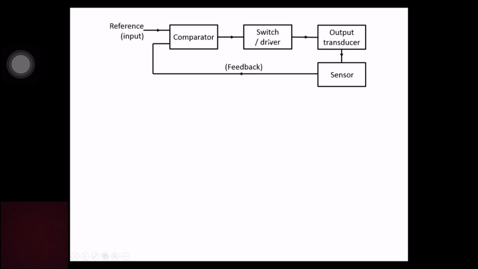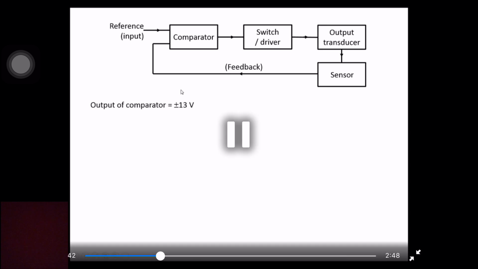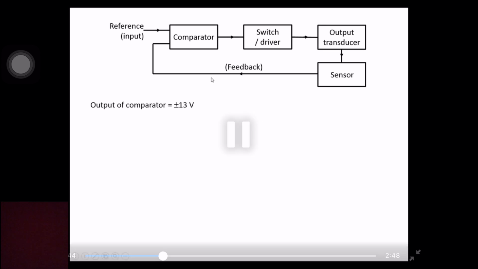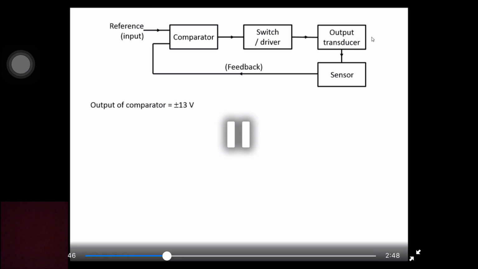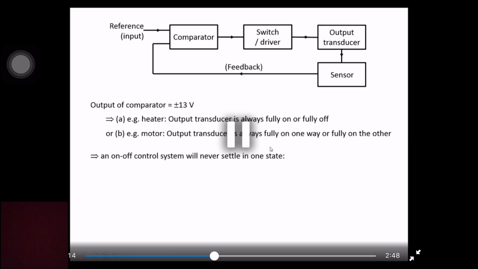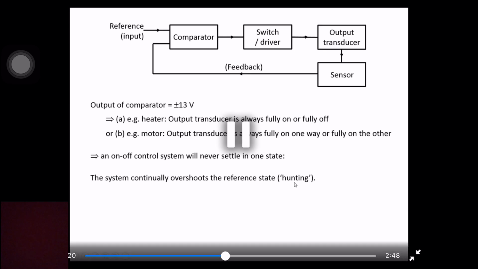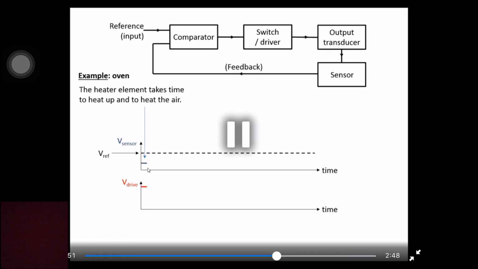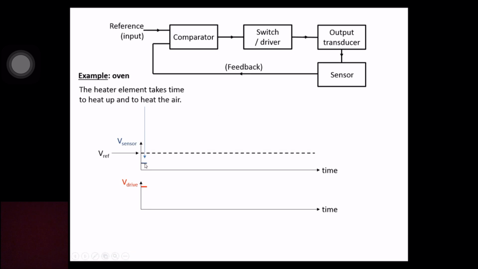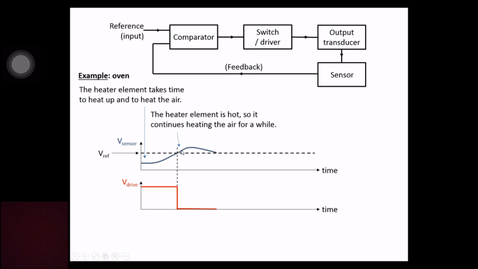The on-off switch or driver, which is going to be driving the output transducer, whatever device that may be, will be plus or minus 13 volts. So the output transducer, which is going to be driven, is never going to settle in one state because it's going to be overshooting where we want to be, and this is known as hunting. It's going to take a little while for the heater to heat up itself.